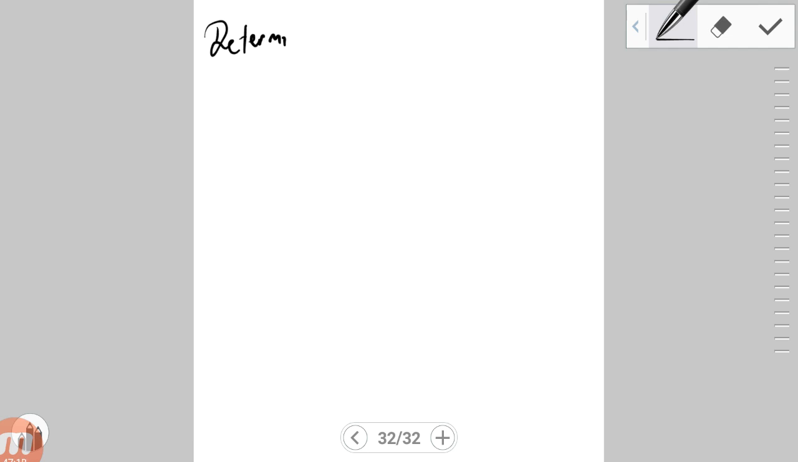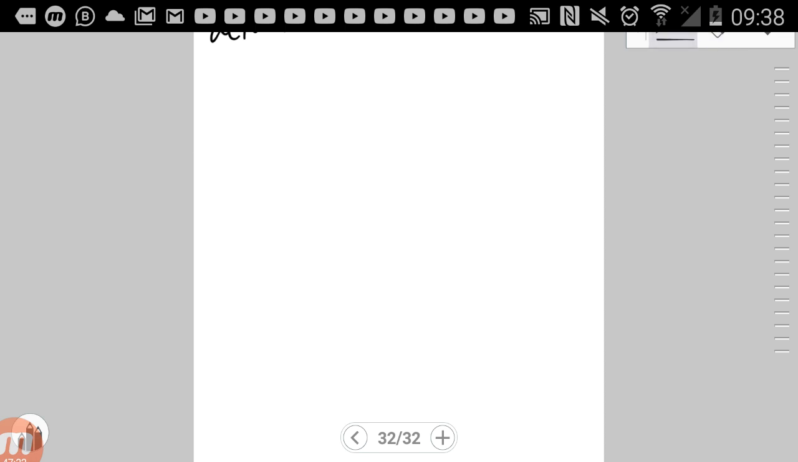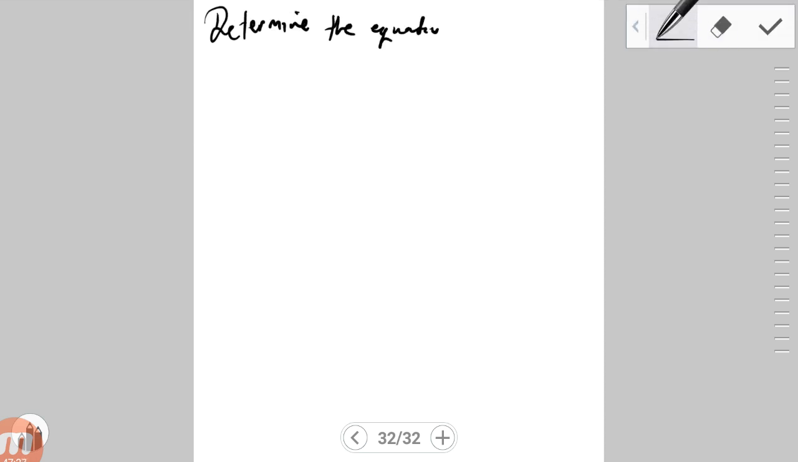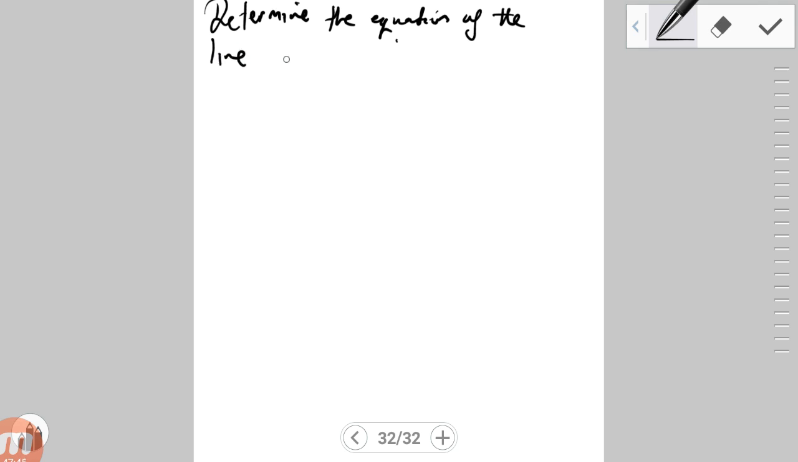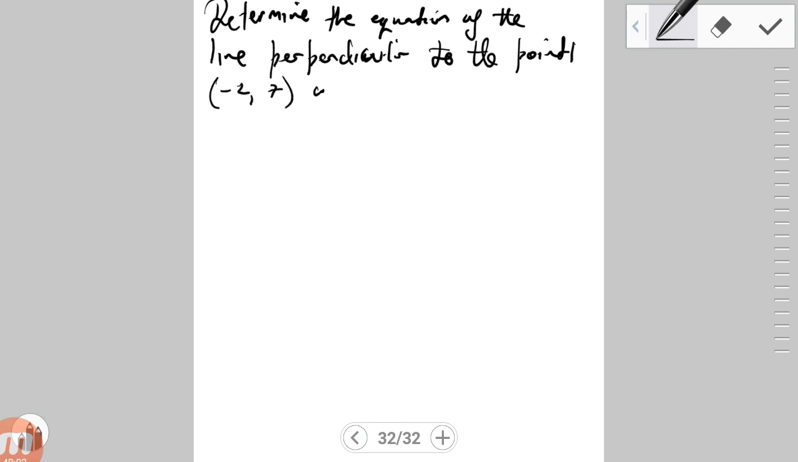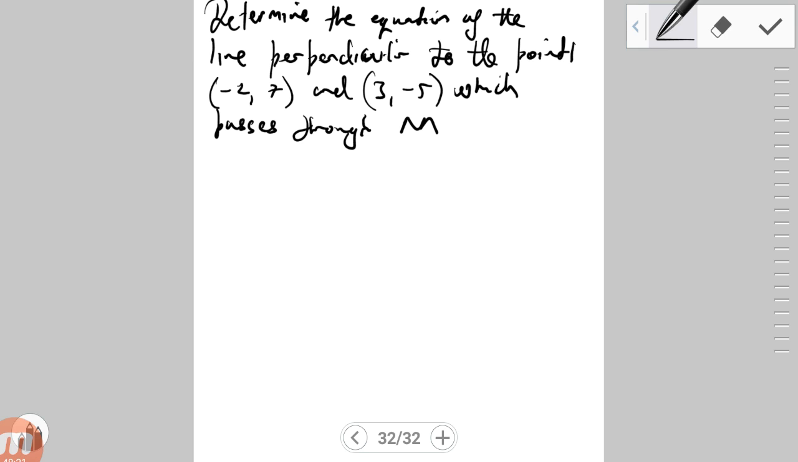Determine the equation of the line perpendicular to the points -2, 7 and 3, -5, which passes through M.